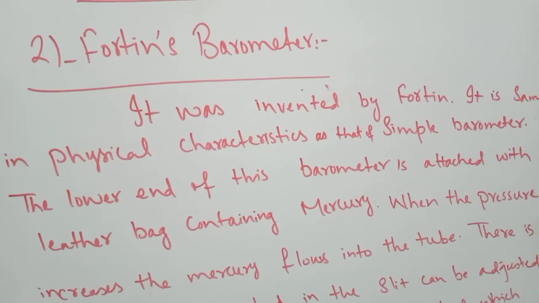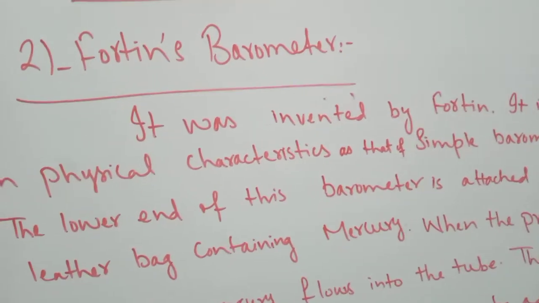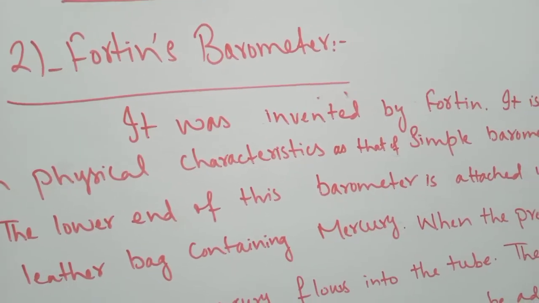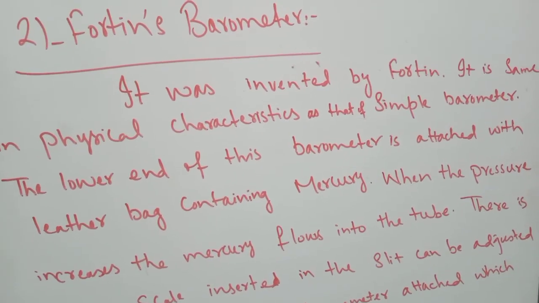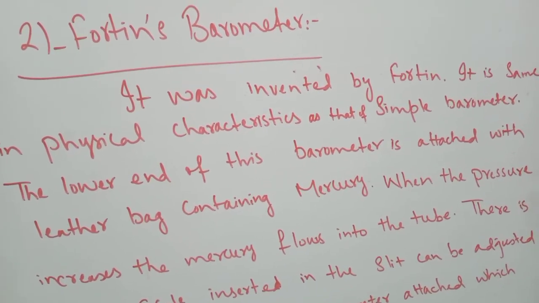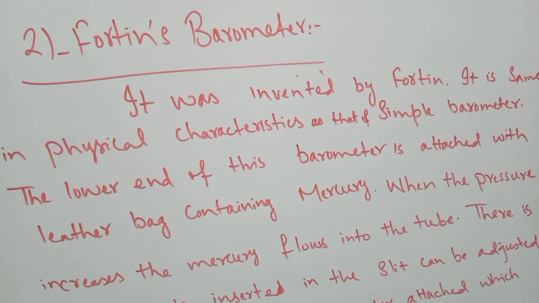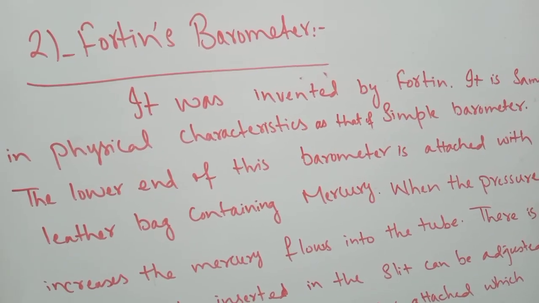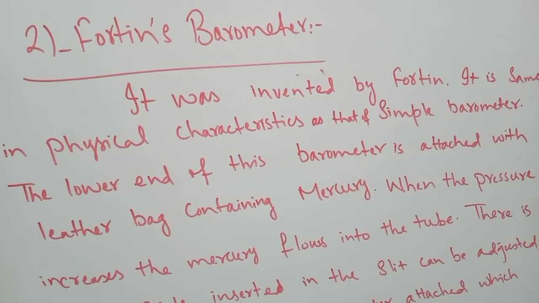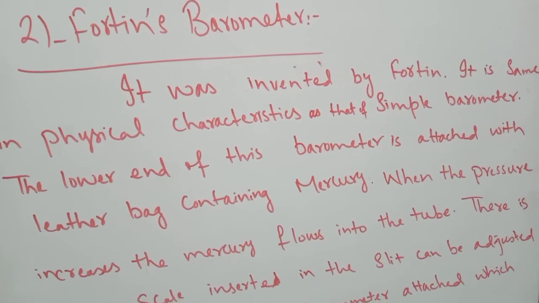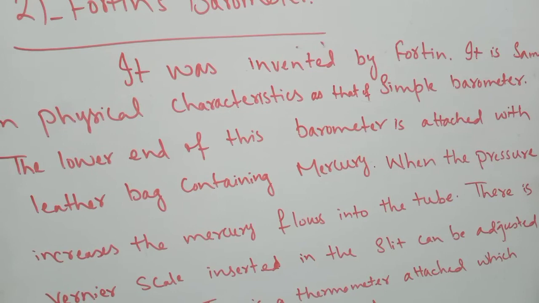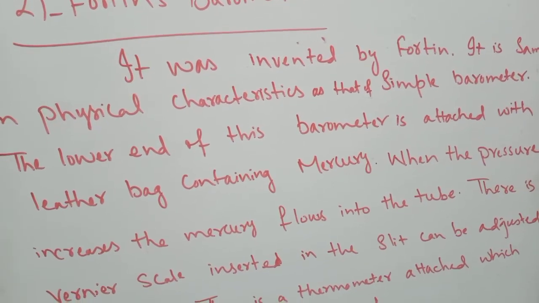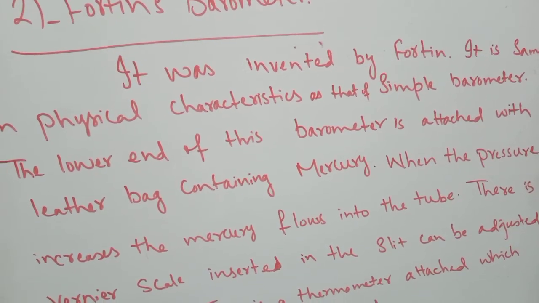Okay, here you can see the second category, the second type of barometer, which is named the Fortin barometer, and the name indicates the person who invented it. The physical construction and characteristics of the Fortin barometer, as I have shown you in the diagram, are the same as the simple or mercury barometer, but the difference is that the lower end of this barometer is attached to a leather bag, and that leather bag contains the mercury.